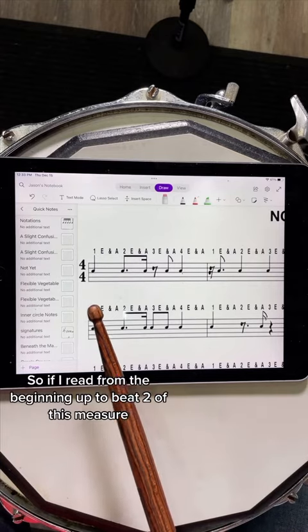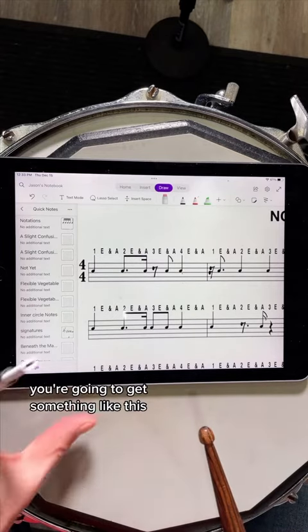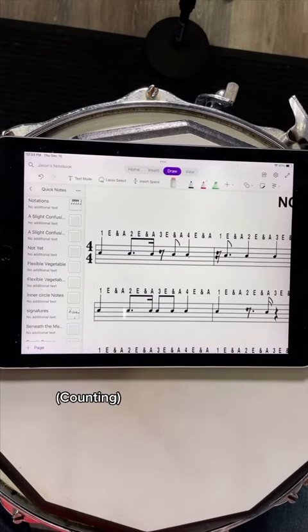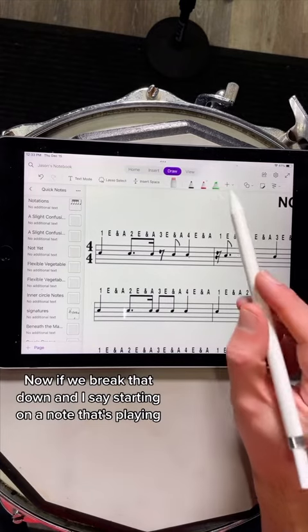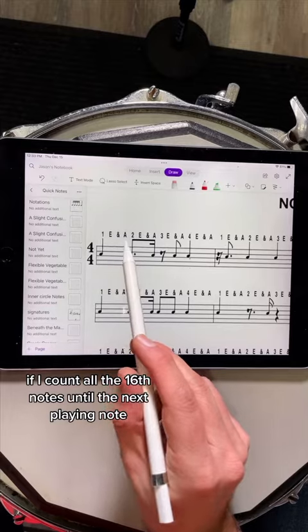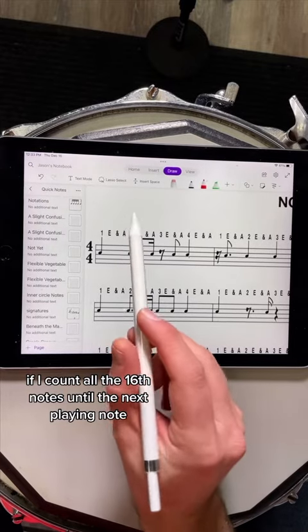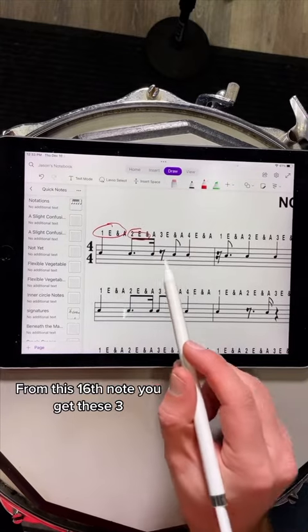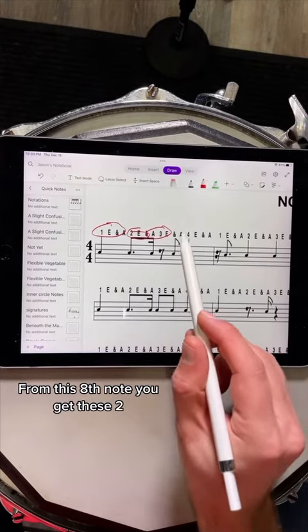So if I read from the beginning up to beat 2 of this measure, you're going to get something like this. 1E and a 2E and a 3E and a 4E and a 1E and a 2E and a. Now, if we break that down and I say, starting on a note that's playing, if I count all the 16th notes until the next playing note, you would get these 4 16th notes. From the dotted 8th note, you get these 3. From this 16th note, you get these 3. From this 8th note, you get these 2.